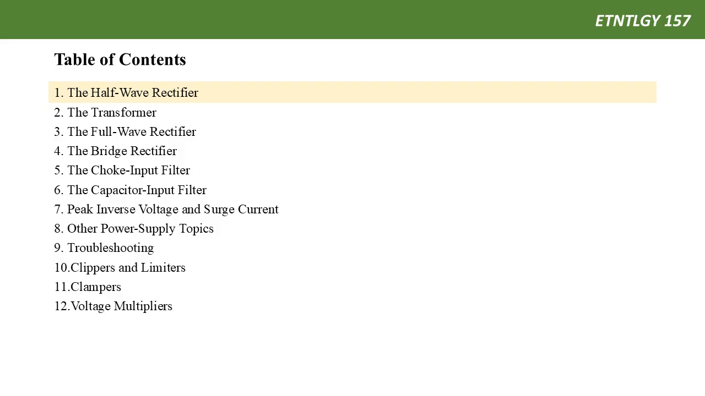And then we have Section 5, the choke input filter, followed by the capacitor input filter. And then we cover the peak inverse voltage and the surge current. After that, we talk about the other types of power supply. And the 9, troubleshooting for the diode circuits. And then we cover clippers and limiters, clampers, and then voltage multipliers.